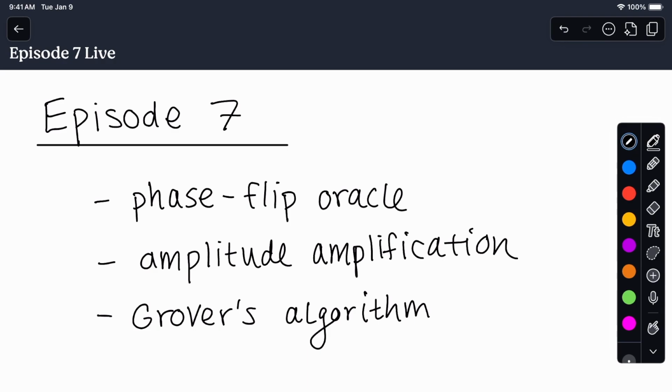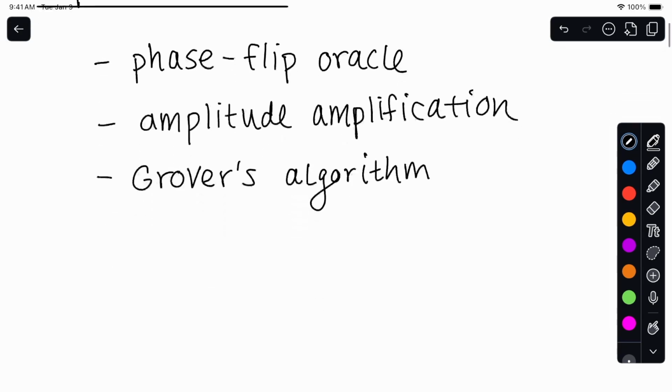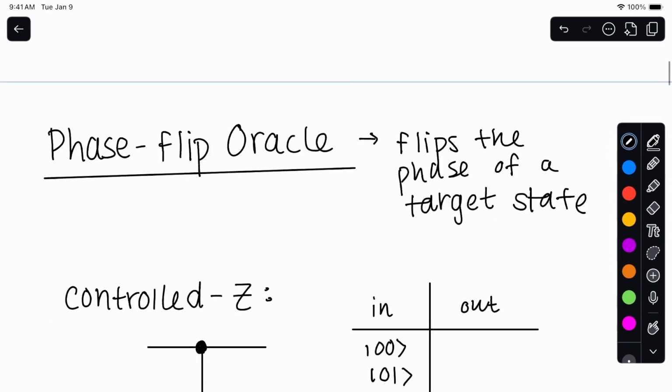Let's get into it. So today we're going to start off by talking about the phase flip oracle and amplitude amplification. We learned about these a bit when we talked about the building blocks of quantum algorithms, so we're going to go over those again today, and then we're going to put those together to create Grover's search algorithm. Let's start by reviewing the phase flip oracle.